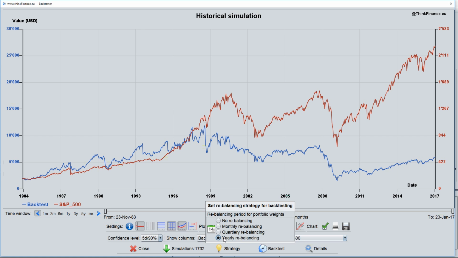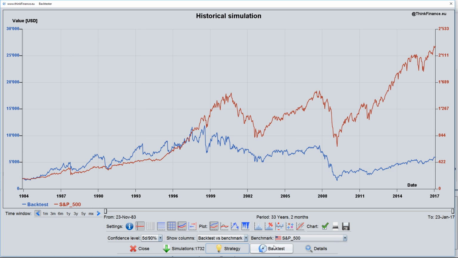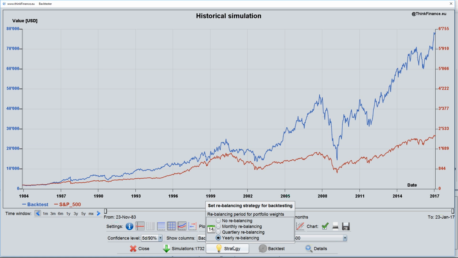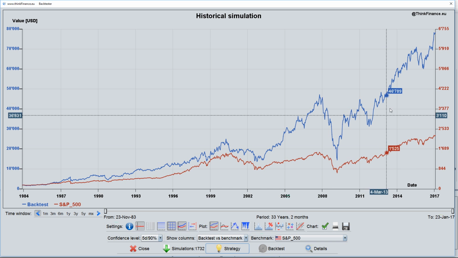So let's do that. Let's choose yearly rebalancing. And I click on the backtesting button again. And you see the performance of this backtest has changed considerably, simply because I'm looking at a different strategy now. I'm looking at a strategy that rebalances the portfolio weights back to the current weights over the past decades. And the strategy function is quite powerful, especially if you use it for derivatives. And I would like to show you that in the second example.